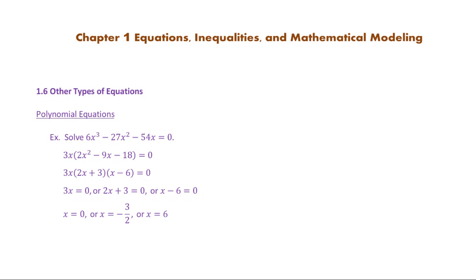And for 2x plus 3, you're going to move 3 to the right. You get 2x equal to negative 3, divided by 2 on both sides. So you get x equal to negative 3 halves. And x minus 6 equal to 0, you just get x equal to 6. So we got 3 solutions. All right. Any questions about this?